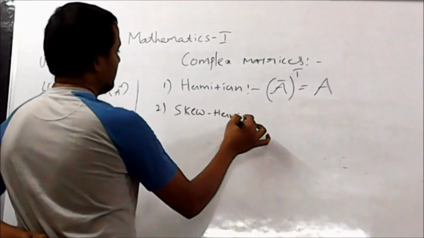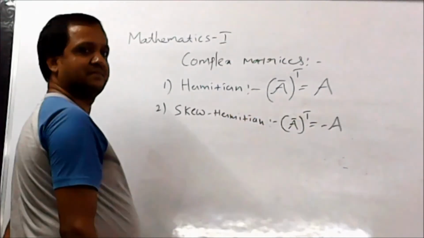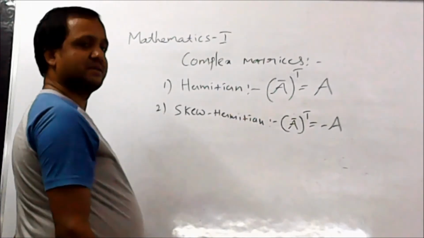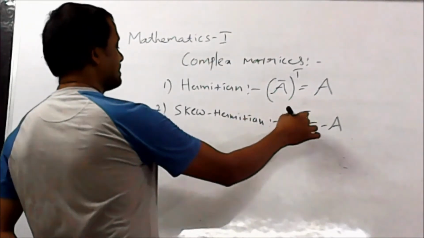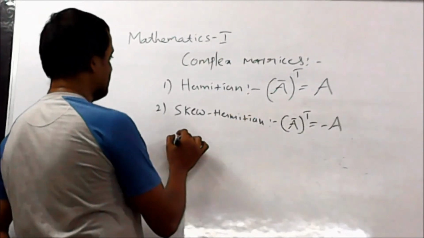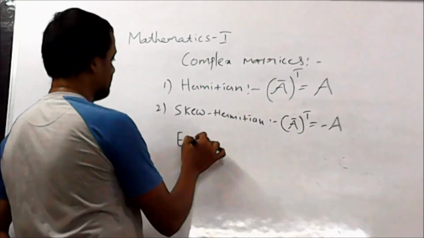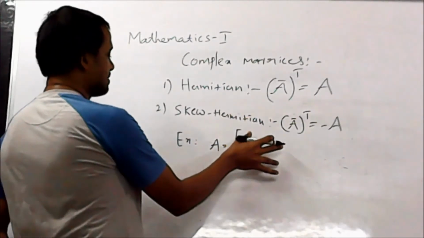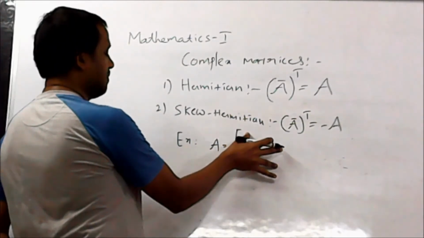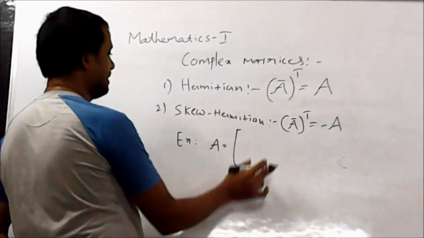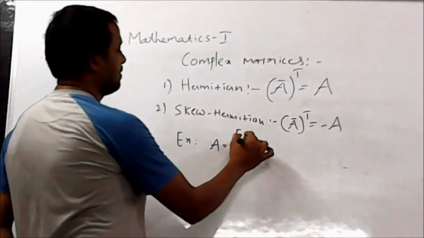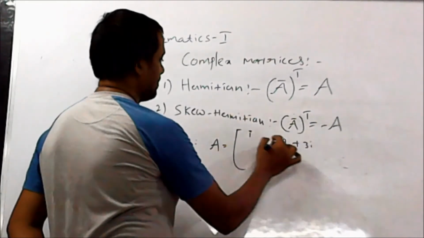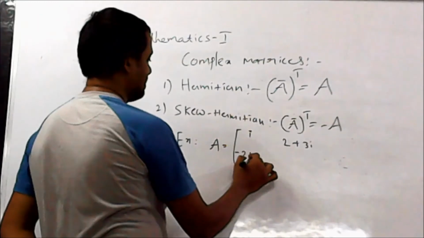You can easily remember this formula. Skew Hermitian is like skew symmetric matrices. The condition is conjugate transpose is equal to minus A. For the example, like in skew symmetric, diagonal elements must be 0, but here either 0 or purely imaginary. Purely imaginary means like 2 plus 3i, whatever you are writing on this side must be the opposite conjugate.